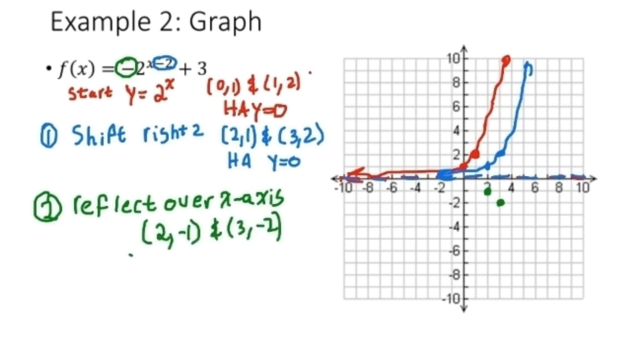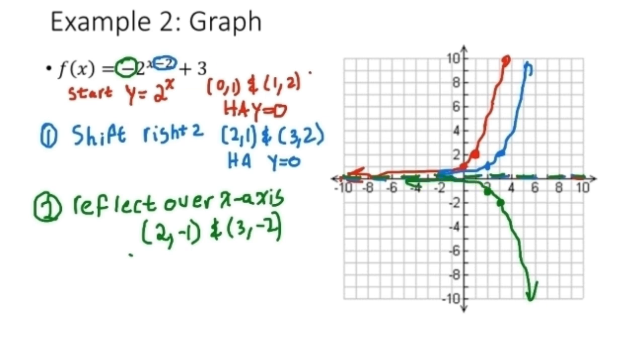And what about the horizontal asymptote? Well, our horizontal asymptote is already the x-axis. Since we're reflecting over the x-axis, our horizontal asymptote stays in place. This time when we connect the dots for the graph, because we reflected over the x-axis, since the right was rising, after the reflection the right will be falling. Now the left will still be approaching the asymptote.